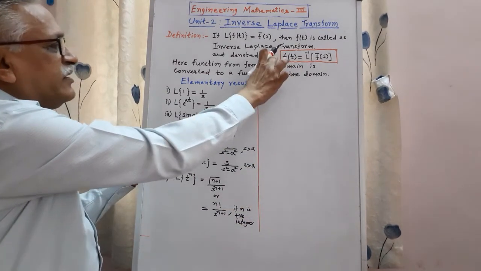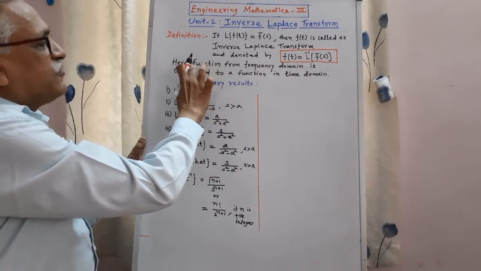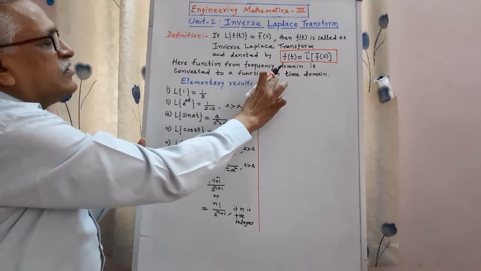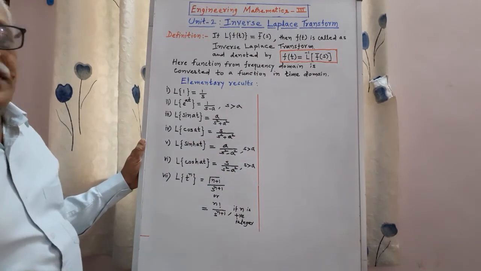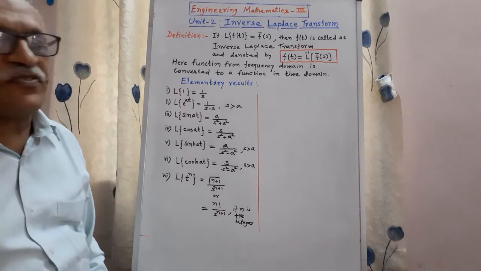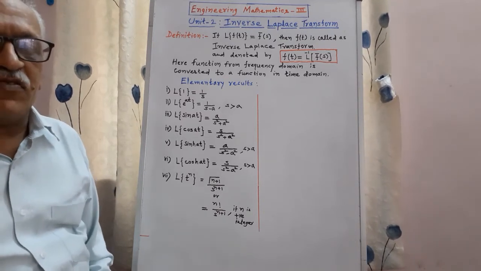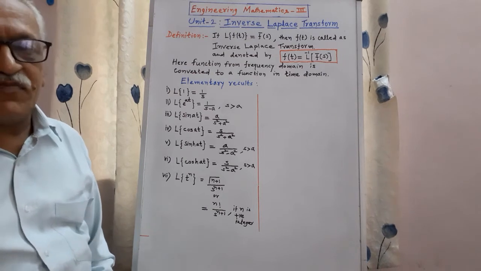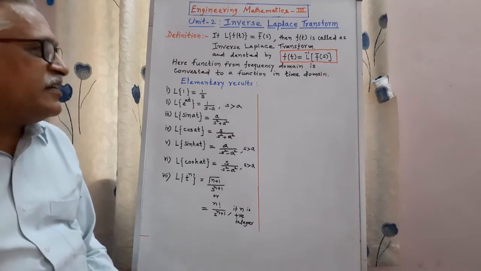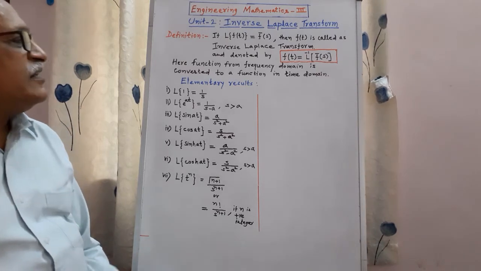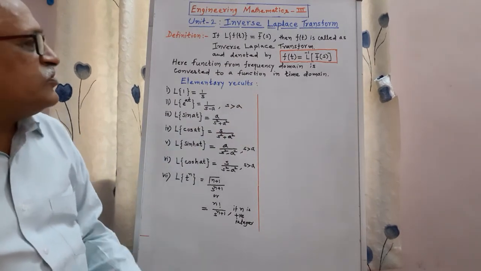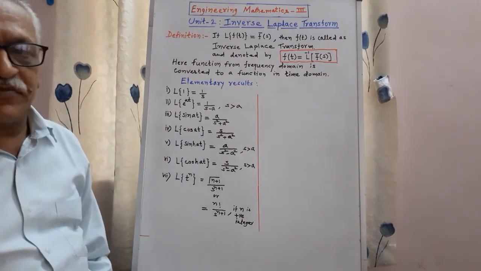And here that f of t means a function from the frequency domain is converted to a function in the time domain, exactly opposite to whatever we have seen in Laplace transform. In Laplace transform, a function from the time domain is converted to a function in the frequency domain. Here it is exactly opposite to that. Any function from the frequency domain is converted to a function in the time domain.